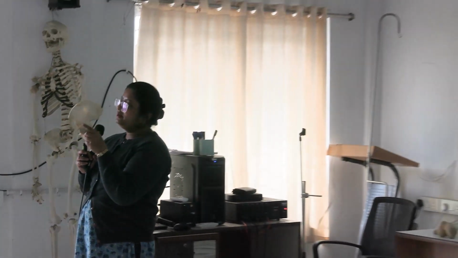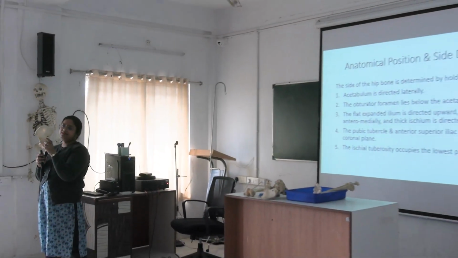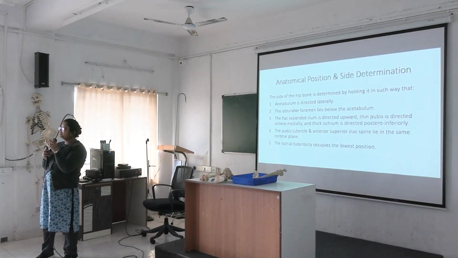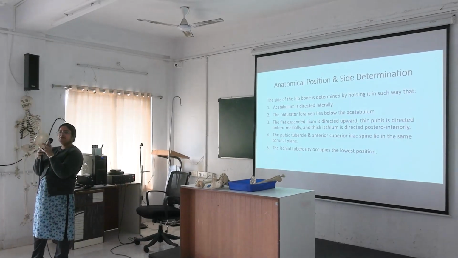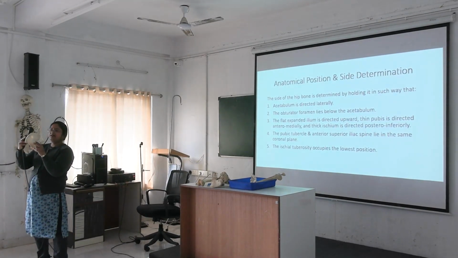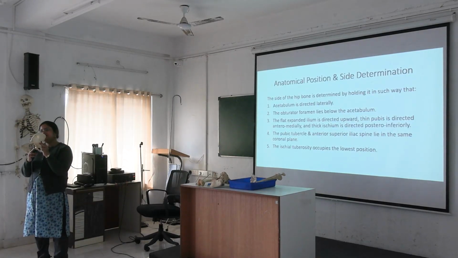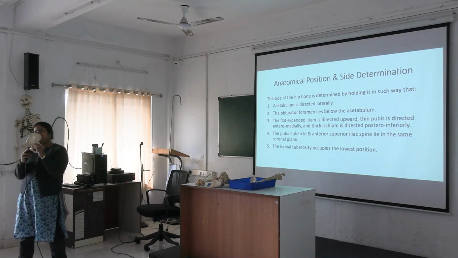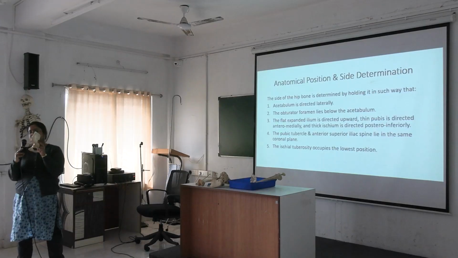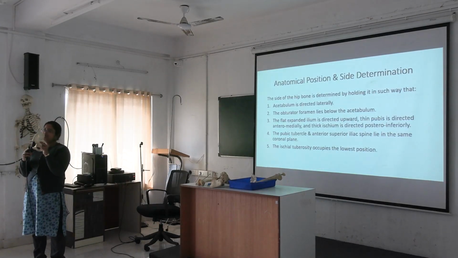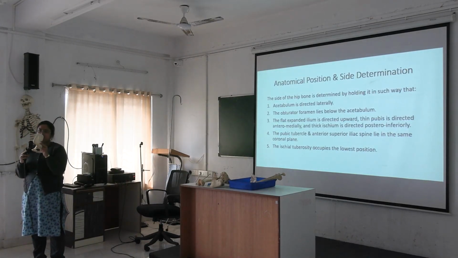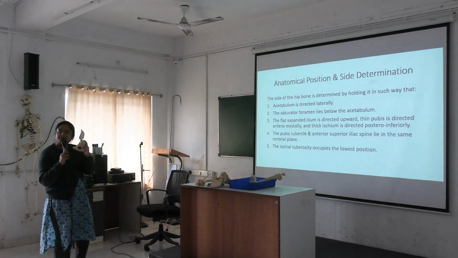Okay. So the main points you remember: the acetabulum cavity is facing laterally, the obturator foramen is below the acetabulum, the iliac crest is above, and the pubic tubercle and the anterior superior iliac spine will lie in the same coronal plane. Okay, understood? So this is the anatomical position of the left hip bone.